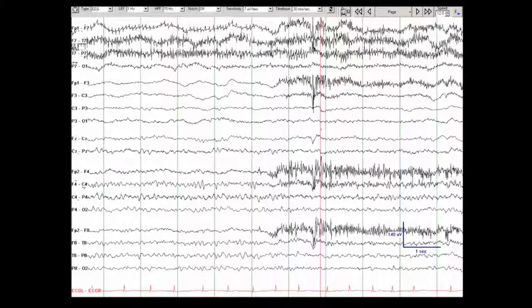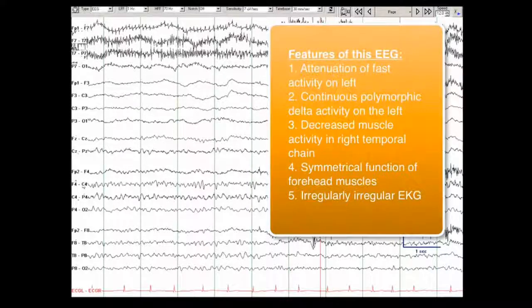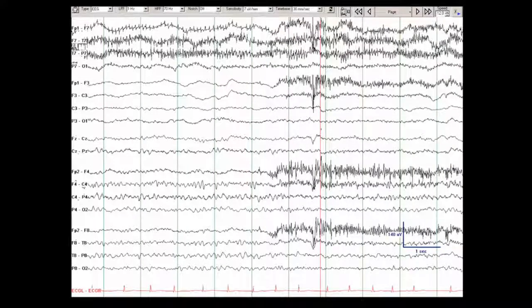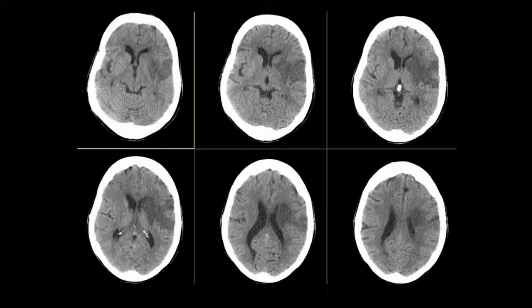Putting it all together, this patient has left hemispheric dysfunction on EEG, right facial weakness, more in the temporalis than frontalis muscles, which suggests upper motor neuron facial weakness, and possible atrial fibrillation. One might conclude that this person had an embolic left hemispheric infarction due to atrial fibrillation, producing right upper motor neuron facial weakness. This is this patient's CT scan, and here you can see that there is an evolving infarction in the left MCA territory.